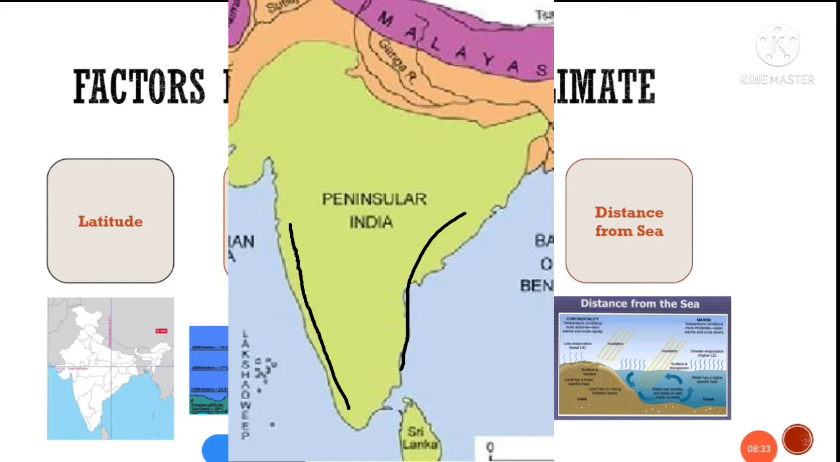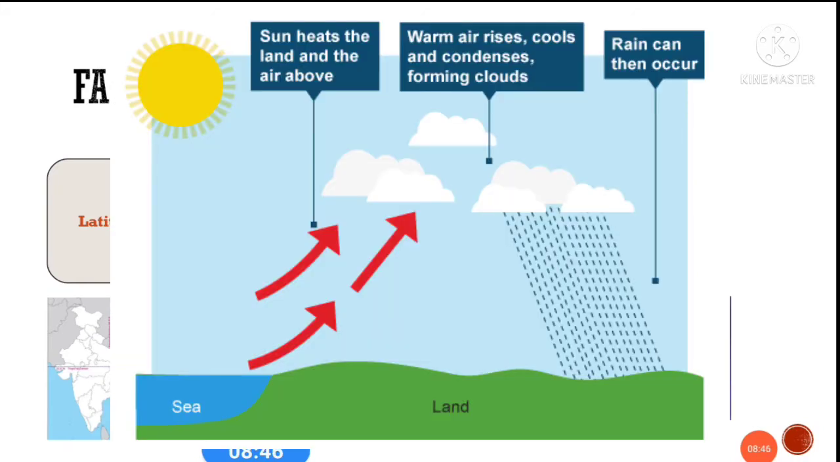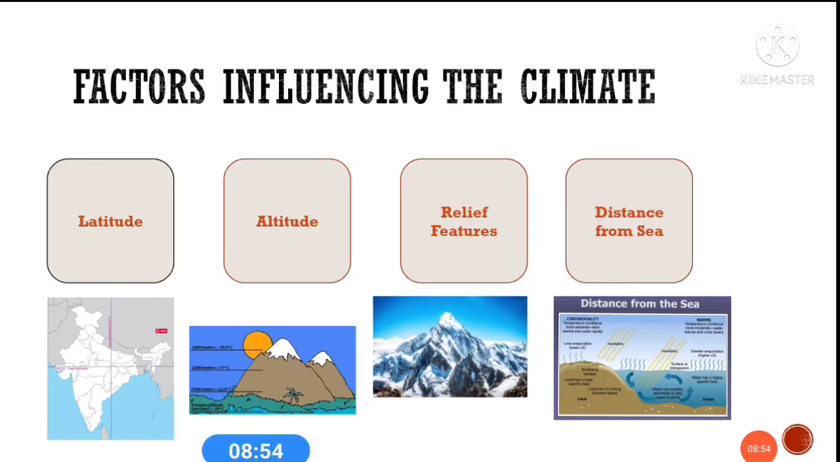The places which are away from the sea will have a continental type of climate. In the coastal areas the amount of humidity will also be higher, but as we go to the interior part of the continent, the range of temperature gradually changes. In the summer it becomes very hot, and in winter it becomes very cold.